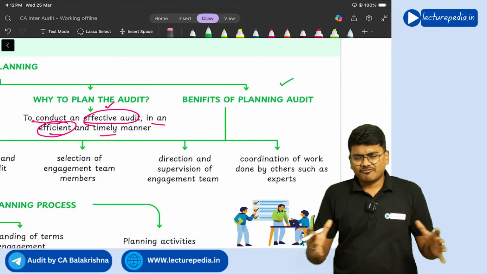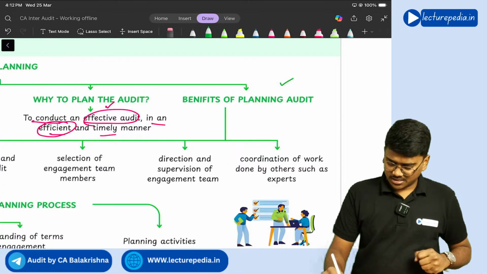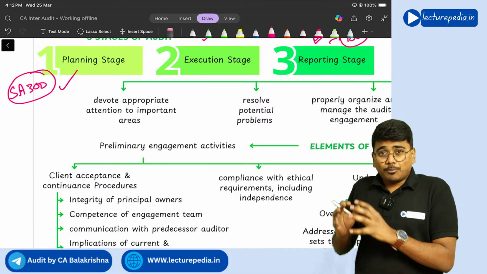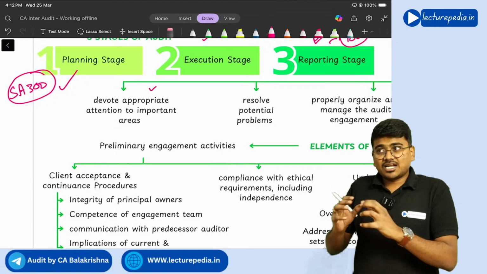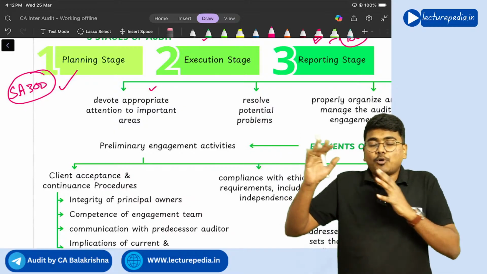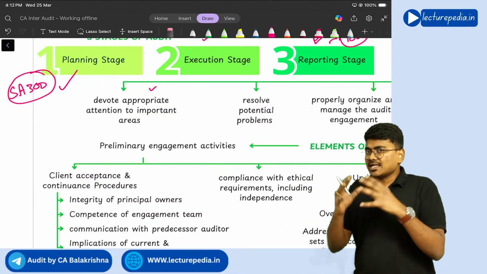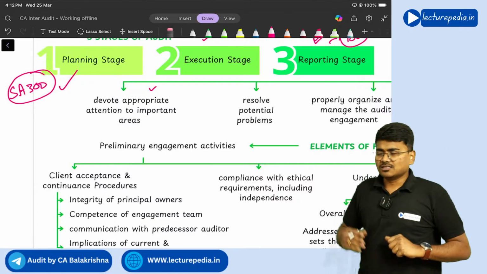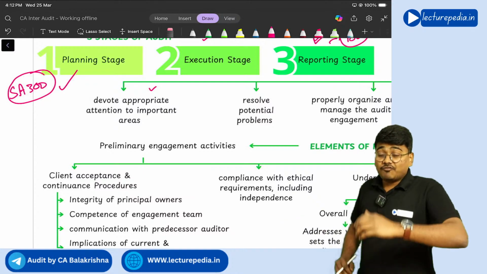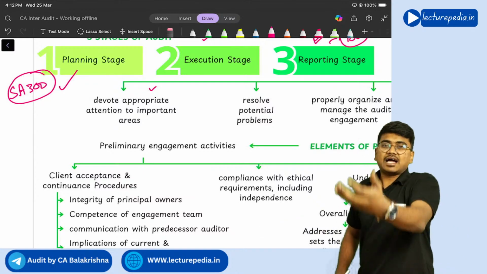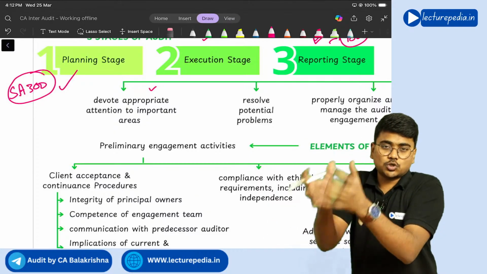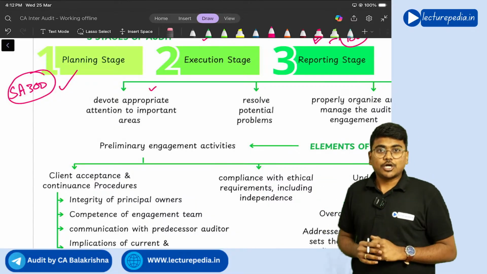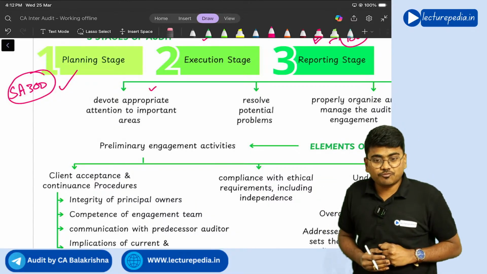See, there are various advantages that you get if you properly plan the audit. First of all, you can devote proper time and appropriate attention to more important areas. So in the planning stage itself, you can identify which area is of high risk, which area is of less risk. For the area where the risk is high, you can devote more resources. This is possible if you properly plan the audit, right? This is one of the advantages of planning the audit.